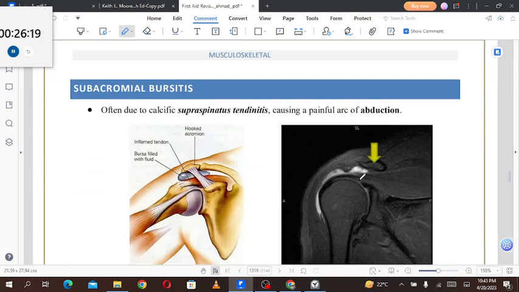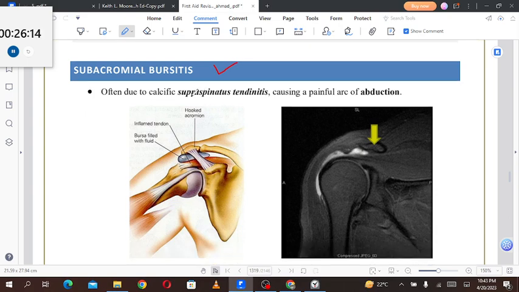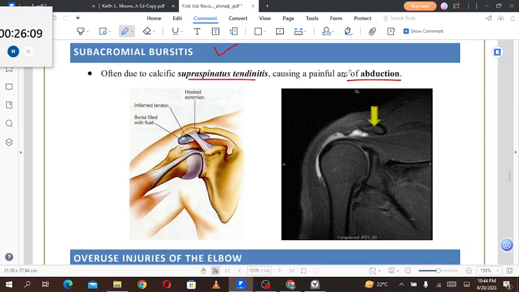Then we have subacromial bursitis, often due to calcific supraspinatus tendinitis, causing a painful arc of abduction. Arc of abduction means that if this is me standing, and this is my arm downwards, the total arc of abduction is all the moving of my arm all the way up here. So in the case of subacromial bursitis, the arc of abduction will be painful. Here you can see the bursa, and I don't think it is named in this picture, but the bursa is present over here.